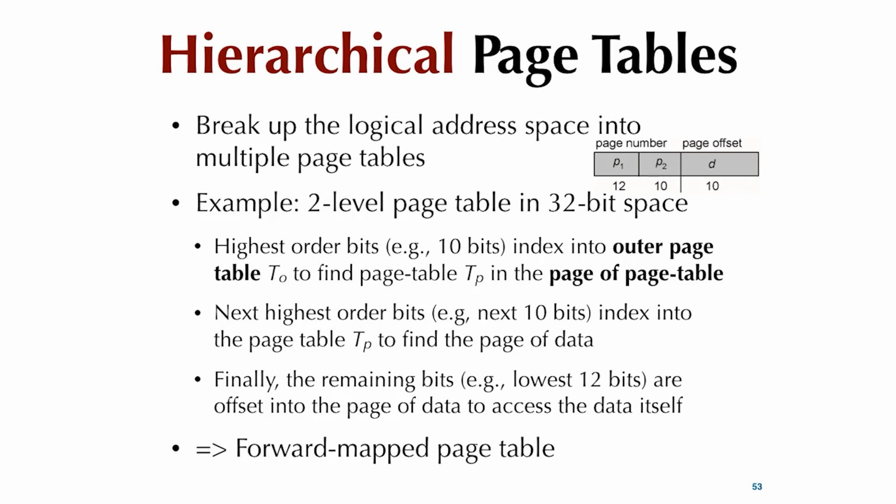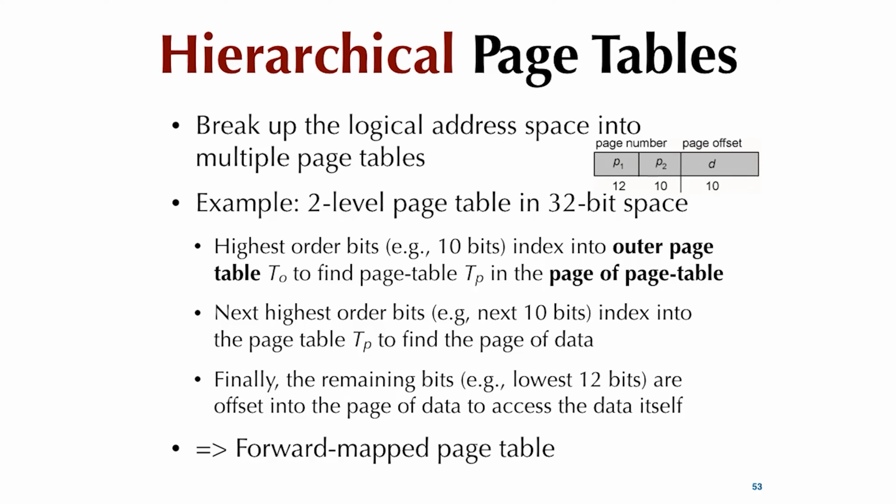So the first level would take the higher address bits and then map it to a second level page table. But what's a second level page table? Well, there's outer and inner. The inner page table is one that fits in exactly the size of a page.